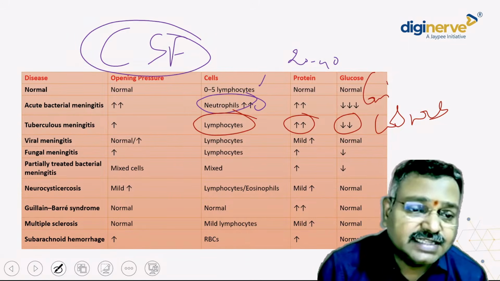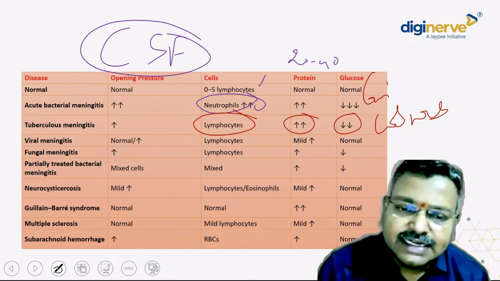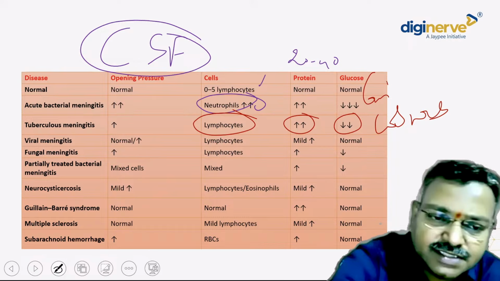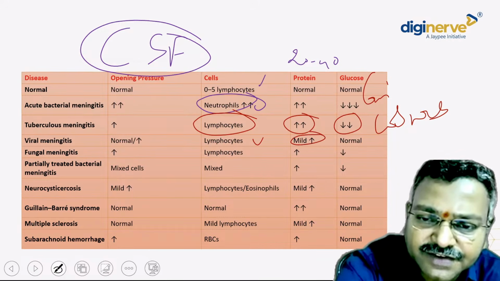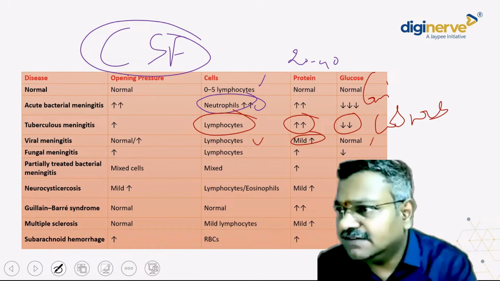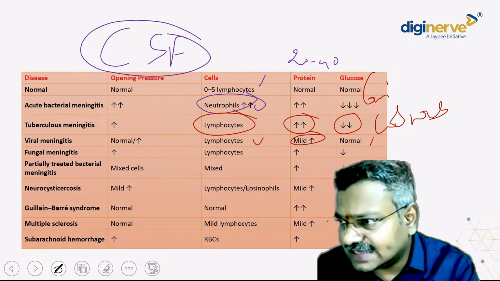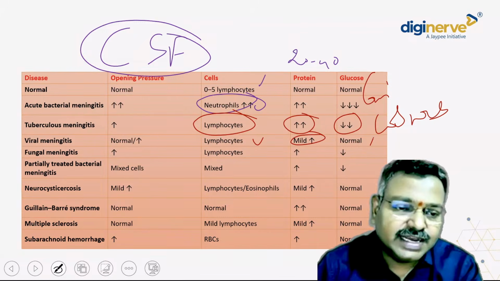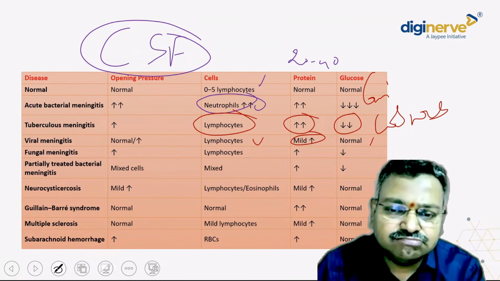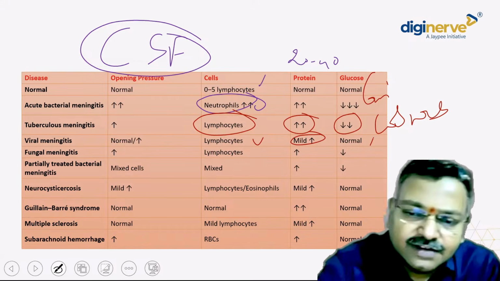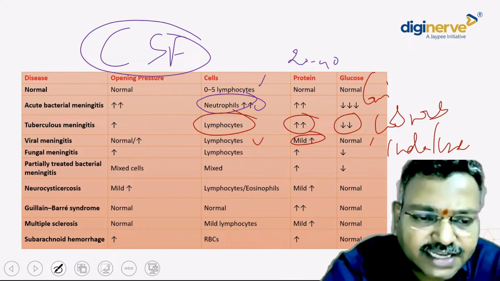Viral meningitis, otherwise called aseptic meningitis, is by far the commonest. Again, here it resembles tuberculous meningitis because it is lymphocyte predominant with mildly elevated protein, but very, very important is this difference. The glucose is normal. In viral meningitis, glucose is normal. Fungal meningitis is exactly like tuberculous meningitis. You can have cryptococcus, that's common. It could be other fungi also. Difficult to differentiate just by that. For the cryptococcus, you can do the India ink stain, or the cryptococcal antigen can be done.